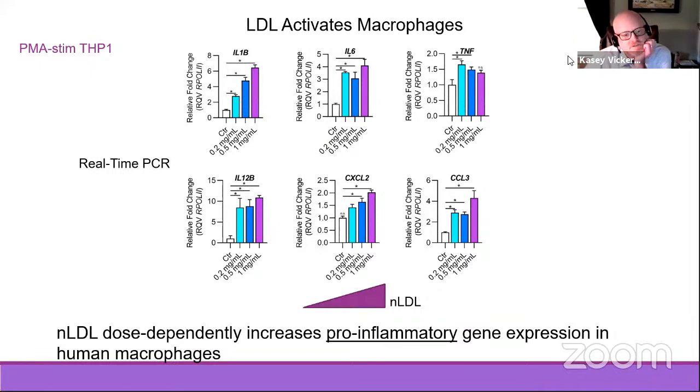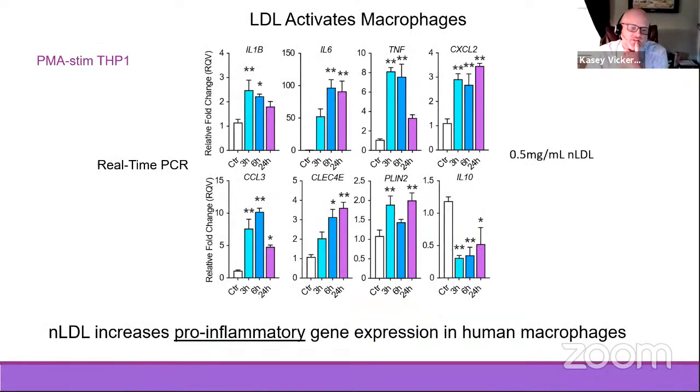So we did a concentration dose-dependent experiment where we took THP1 cells and hit them with native LDL, starting with 200 micrograms up to 1 milligram. And after 24 hours, there was a dose-dependent increase in the mRNA expression of a lot of the key cytokine genes, IL-1 beta, IL-6, TNF-alpha. And so then we looked at the temporal dynamics of this, and native LDL was found to increase pro-inflammatory gene expression as early as 3 hours for some of these genes.